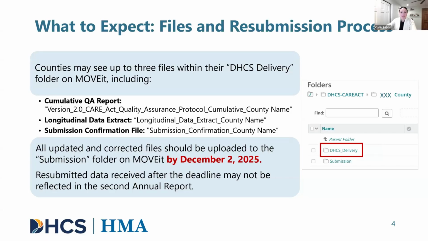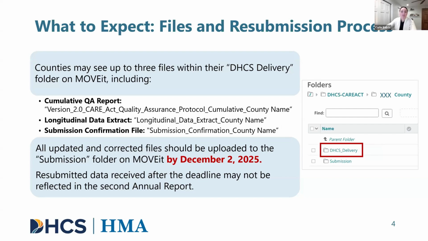Authorized MoveIt users will see up to 3 files in their DHCS delivery folder on MoveIt. These include a cumulative QA report, which identifies data quality flags for all CARE Act data submitted from the beginning of each county's implementation of CARE Act through Q2 2025. An additional identifier anomaly tab is included for some counties who have CARE participant identifier issues. You may also see a longitudinal data extract. This file represents all of your CARE Act data submitted to date. This file can be corrected and resubmitted to HMA.